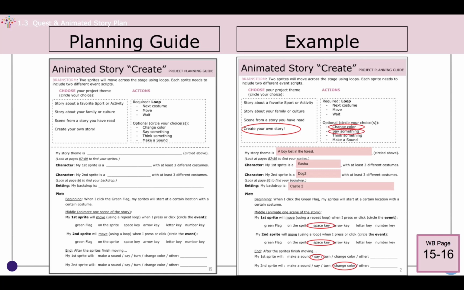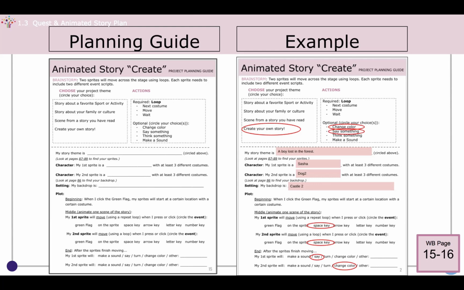At the beginning, they click the green flag, and they'll have the green flag script that starts the sprites in a certain location with a certain costume every time the green flag is clicked. Then they will choose the events that will start each sprite's actions. So they'll circle which one that they want to use that will start the repeat loop.